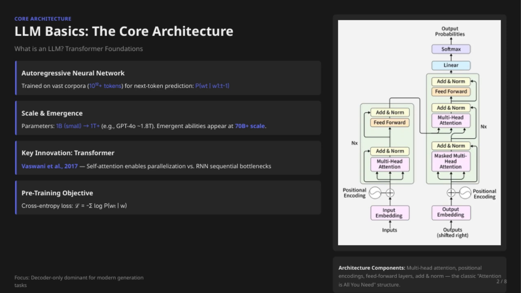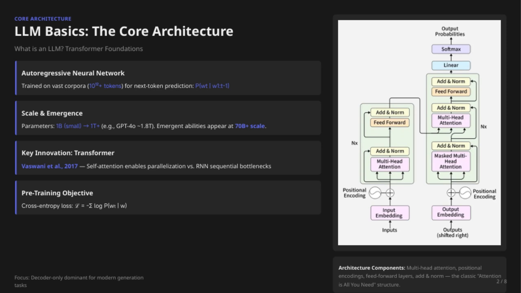Self-attention enables us to process tokens in parallel, overcoming the sequential bottlenecks of RNNs, which significantly speeds up training and improves efficiency. Regarding scale, early models had around 1 billion parameters, but today, models like GPT-4 have grown to over 1 trillion parameters, with emergent abilities starting to appear at around 70 billion parameters and beyond. This massive scale allows the models to capture more complex patterns and knowledge.